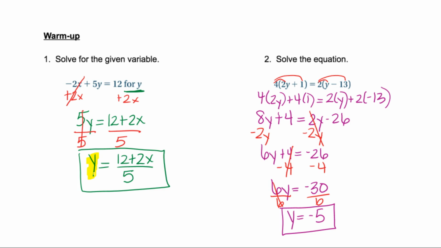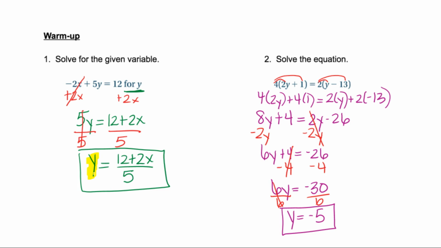So the first thing I did was add 2x to both sides to move it away from the y. So 5y equals 12 plus 2x. But again, I don't want to know what 5y equals. I want to know what just y equals. So the last step is to go in and divide by the 5. So y equals 12 plus 2x divided by 5.